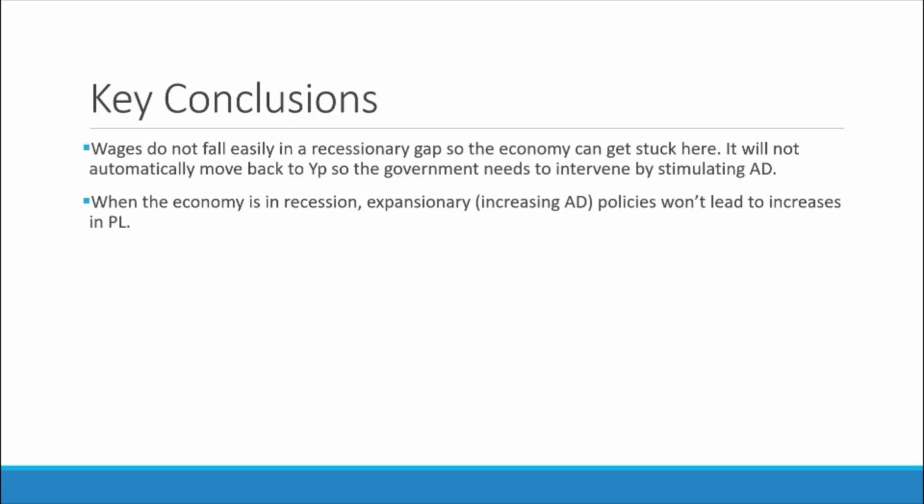Wages don't fall, so the economy gets stuck in the recessionary gap. It won't automatically move back to potential output like it does in the new classical model. Hence, the government needs to use expansionary demand-side policies to do this. Secondly, when the economy is in a recession, these expansionary demand-side policies won't cause an increase in the price level. They'll only lead to increases in GDP.